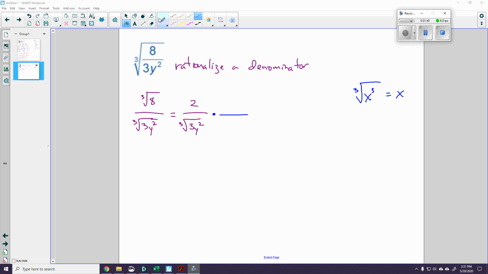So actually, rather than a multiplication sign right here, let's use an equal sign because I want to split this up a little bit. So I'm going to leave my 2 on the top, but I'm going to have in my bottom here the cube root of 3 times the cube root of y squared. Okay? Now, I would like to get rid of the radical sign for this cube root of 3. Well, I'm going to do that over to the side here.